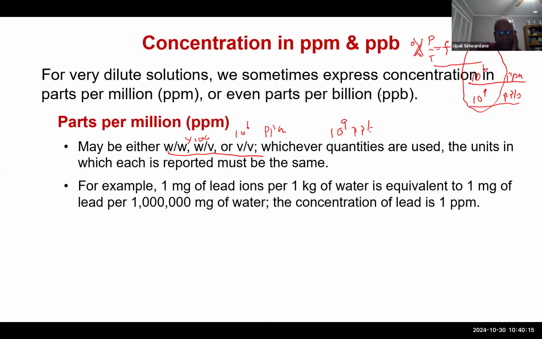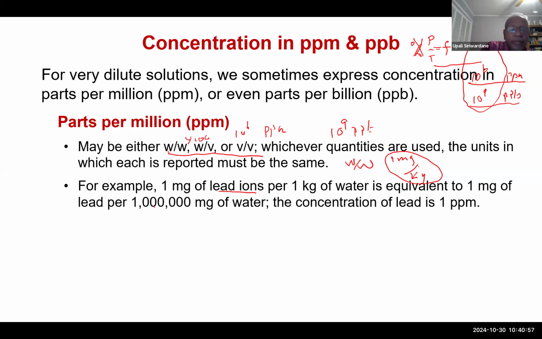For example, this is a typical example. ppms are normally weight by weight of lead ions, 1 milligram per 1 kilogram. That's called a ppm. Normally ppm are expressed in 1 milligram per kilogram of solvent.